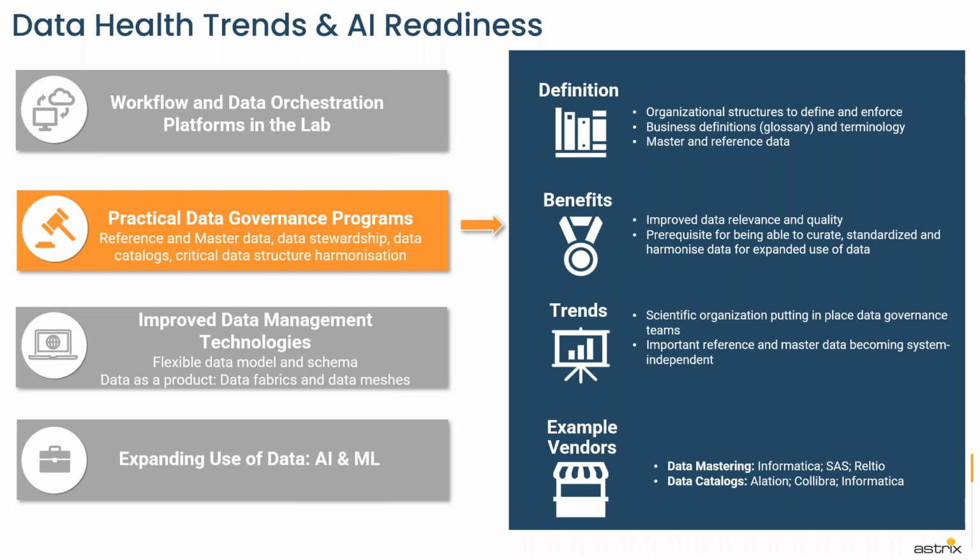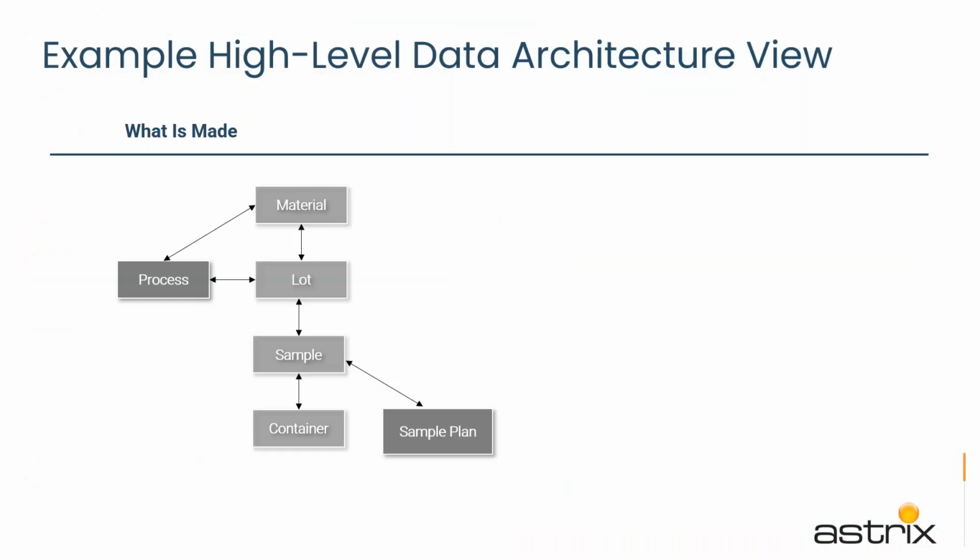Now everyone is talking about AI, everyone is talking about ML, but without actually having a proper definition of the data, you will not be able to use that. So it is a real prerequisite to be able to curate, standardize, and harmonize data for expanded use of data. You can see a trend within a lot of scientific organizations: there is a data governance team emerging, which takes care of these initiatives, and the reference and master data are becoming more system independent.